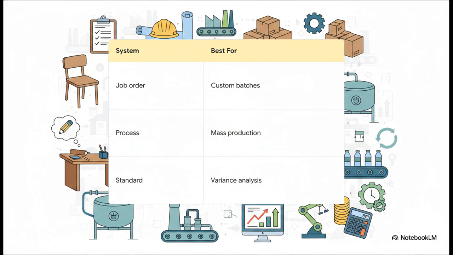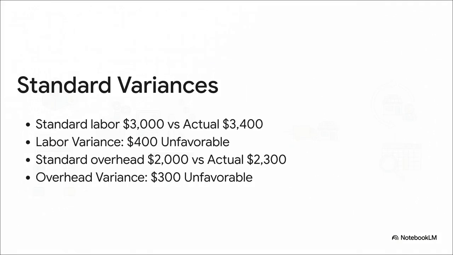Process costing is for mass producers of identical units, like bottled water. You just divide total cost by the total equivalent units produced. Finally, standard costing uses predetermined expected costs for every unit, rather than trying to track every real-time penny. But as we all know, reality rarely matches our plans perfectly. Standard costing creates what we call variances when the actual incurred costs deviate from our planned standards.